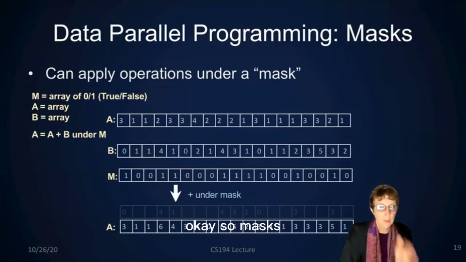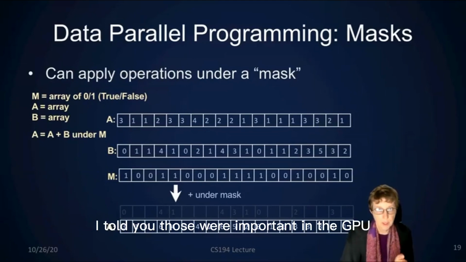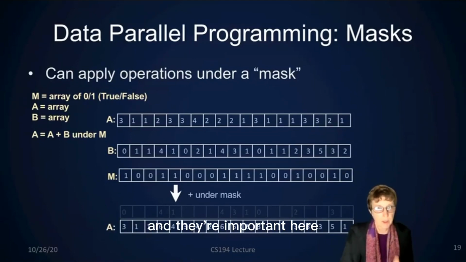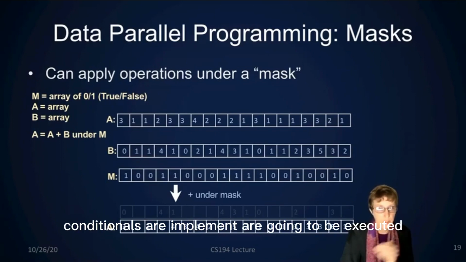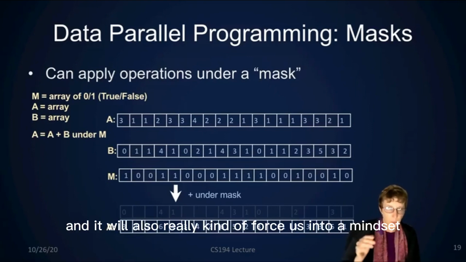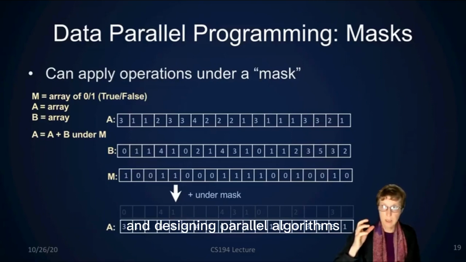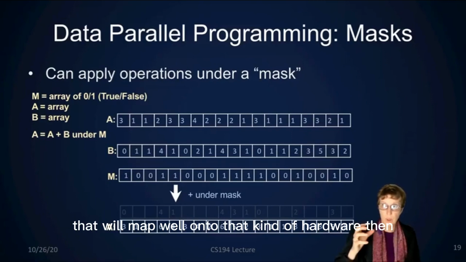Okay, so masks, I told you those were important in the GPU hardware execution model, and they're important here in data parallel programming. We'll use them a lot of times for thinking about how conditionals are going to be executed. And it will also really force us into a mindset in designing parallel algorithms that will map well onto that kind of hardware.